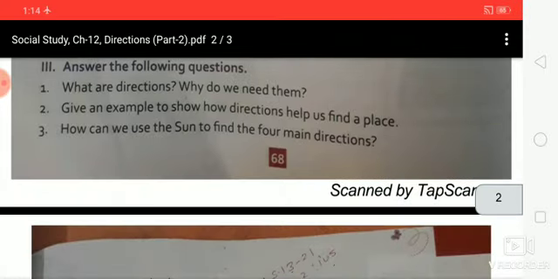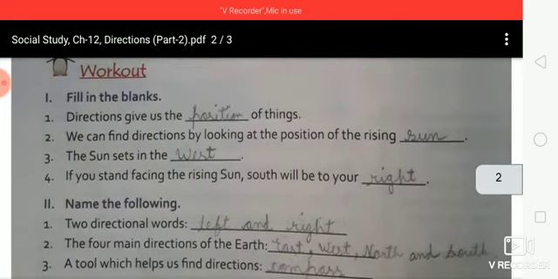All the exercises are clearly explained, students. So learn the four main directional words, that means east, west, north and south, and write them in your copy with spelling. If you have not completed it yet, please complete this exercise in your book and practice it.